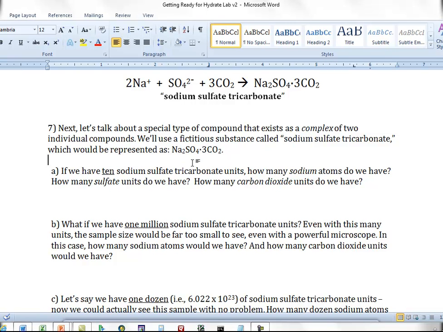then we would have 2 times 10 sodiums, right? Because if every unit comes with 2 atoms of sodium, then if you have 10 units, you're going to have 10 times 2 sodiums. So you've got 20 sodium atoms. Each unit of this stuff comes with 1 unit of sulfate, and so you'd have 10 units of sulfate. And because each unit comes with 3 of the carbonates, if you have 10 units altogether, that'd be 10 times 3, that'd be 30. So you'd have 30 carbonate units.